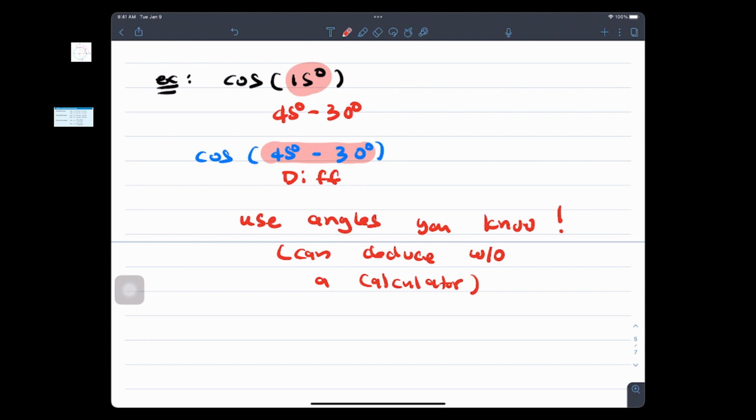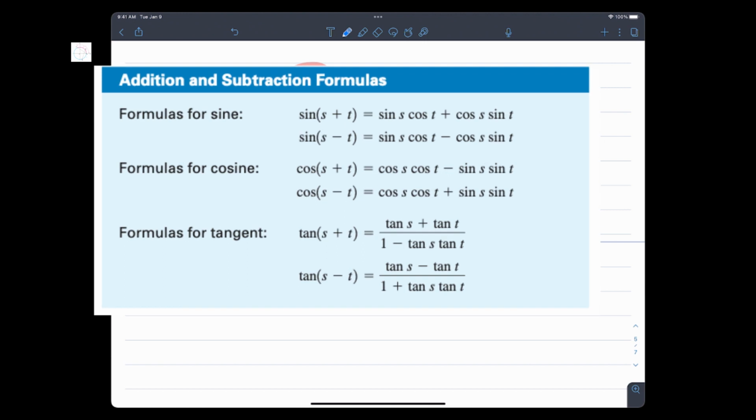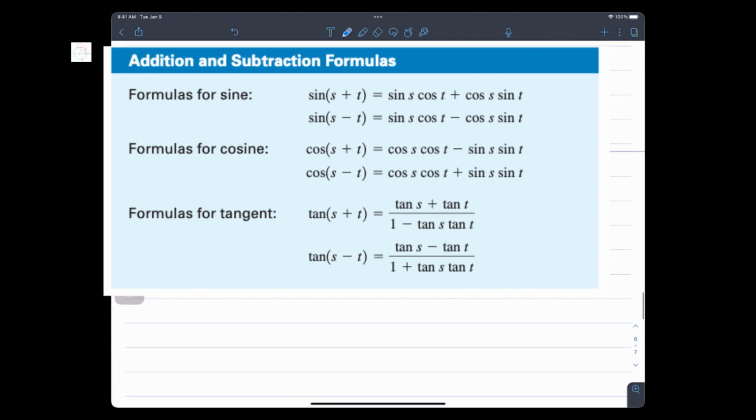That's how it works. So you go, well, how would I do this? Use your identity sheet. What's the cosine of a difference? Believe it or not, this is programmed. Cosine of a difference. Isn't it cosine of the first thing, which is 45, times cosine of the second thing, which is 30? Is that true? So cosine of a difference. So this is going to be plus what? Sine of 45, sine of 30.